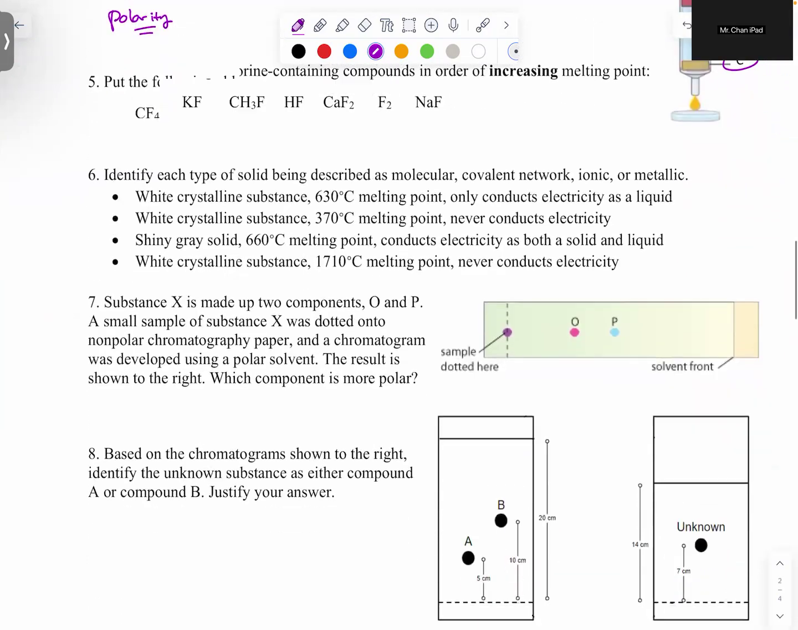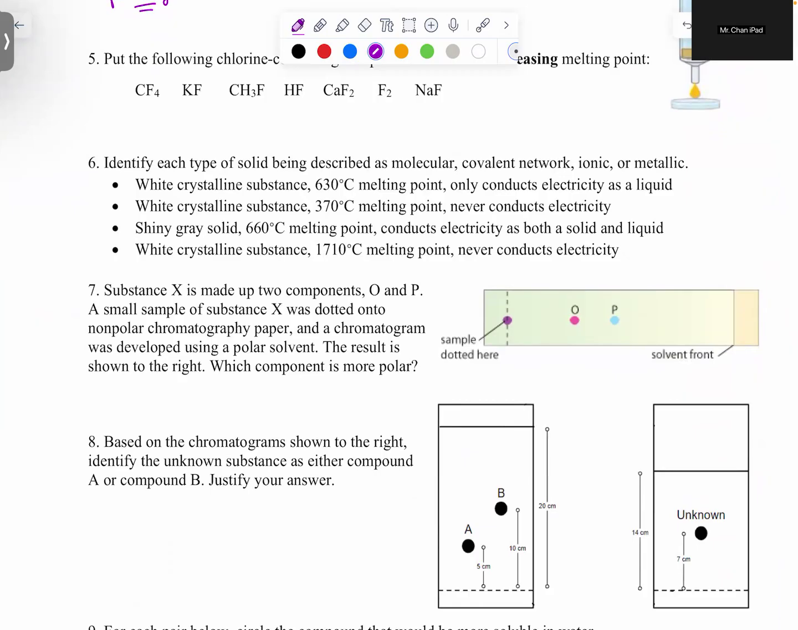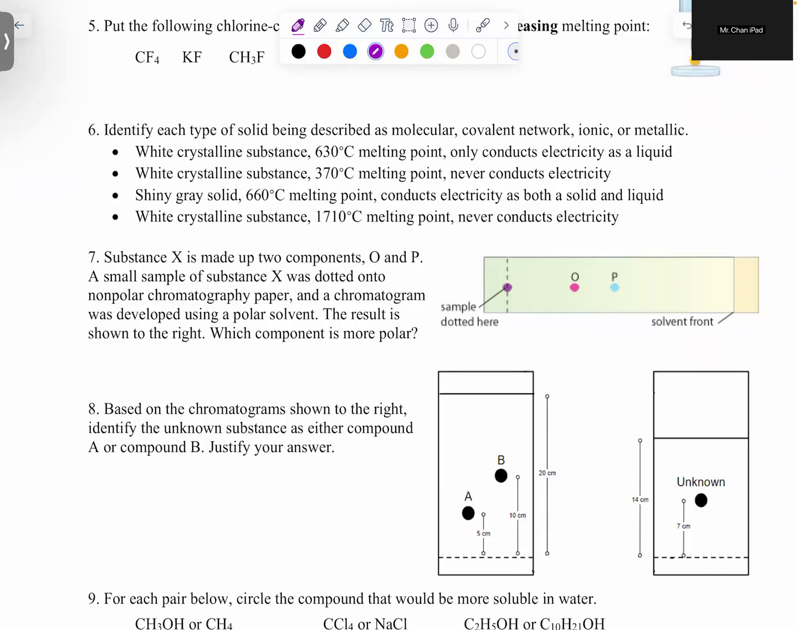Same thing in question number 7, actually. It says substance X is made up of two components, O and P. A small sample of X was dotted on the nonpolar chromatography paper, and a chromatogram was developed using polar solvent. The result is shown to the right. Which component is more polar? Well, since the solvent is polar, a polar solute will move with the polar solvent. So which one's more polar? P.